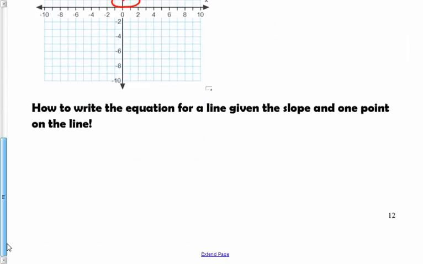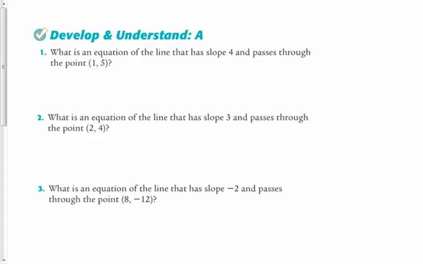All right, so what I'm going to teach you how to do right now is how to write the equation of a line when you're given the slope and 1 point on the line. Okay, so we're going to kind of generalize a situation here. So we're given the slope. Actually, let's just go to the first problem here. There's an example of that. So we're given the equation of the line, and the slope is 4, and it passes through 1, 5.